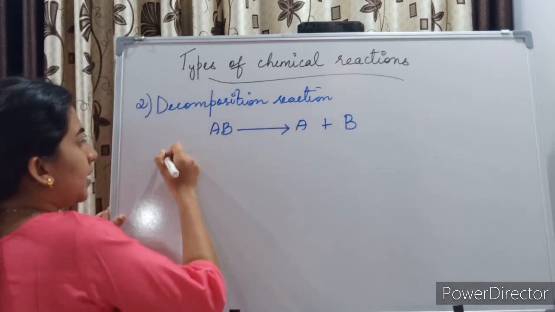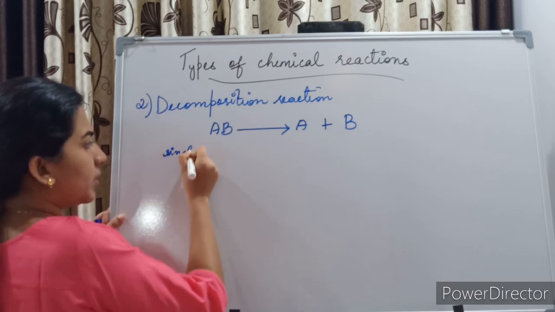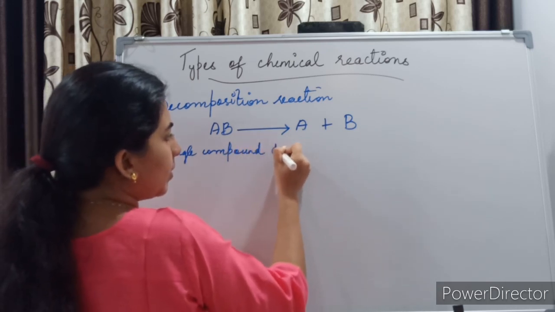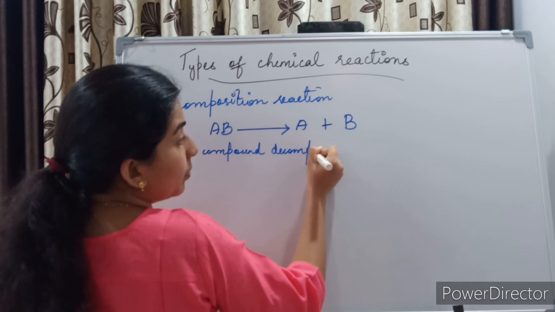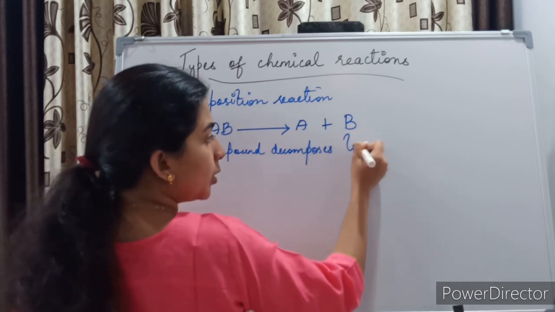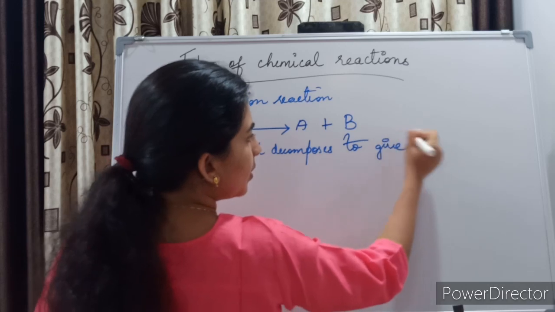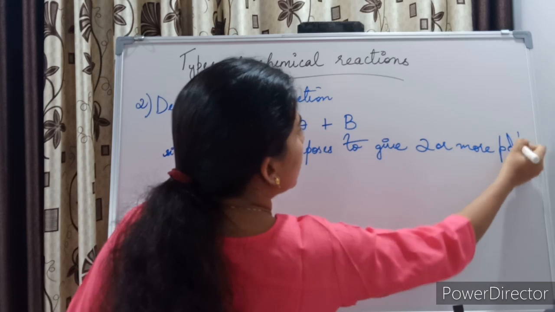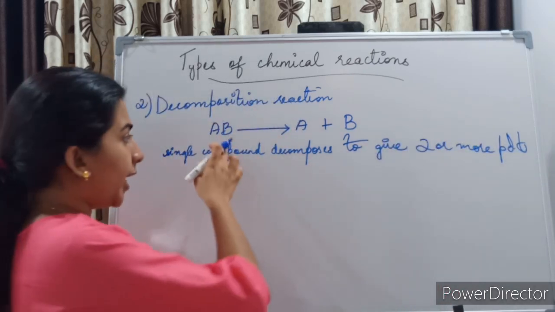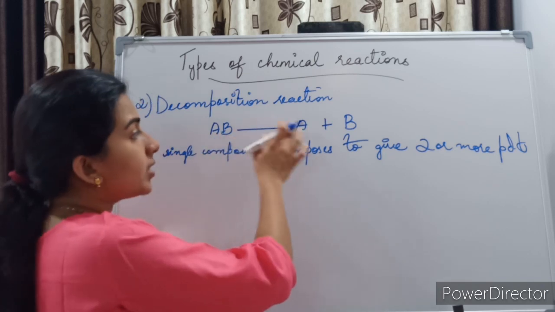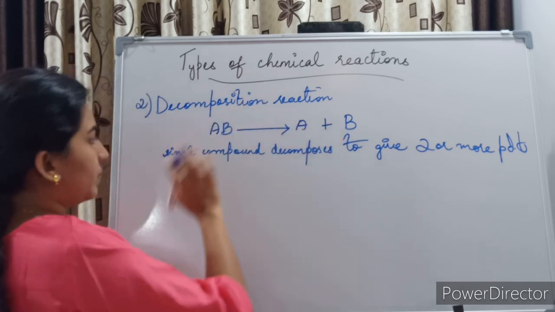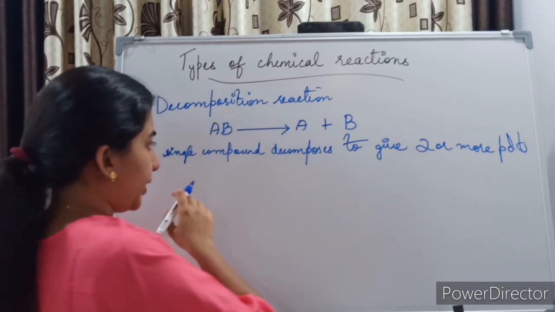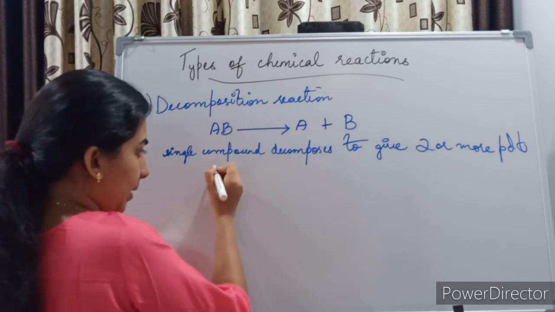That is, a single compound decomposes, or breaks down, to give two or more products. That is what we have seen here: AB is a single compound and it breaks down to A and B. So this reaction is just the opposite of a combination reaction. Now we'll go for some examples.